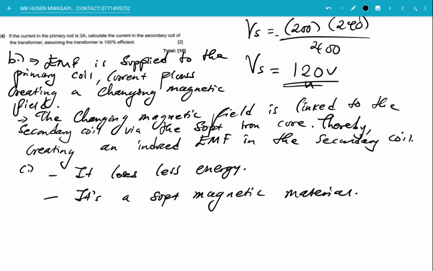Alright, so the last one says if the current in the primary core is 3 amps, calculate the current in the secondary core of the transformer, assuming that the transformer is 100% efficient. So for this work, I'll do it on the other part of the screen. But remember what we have. So in that question, what we have is as follows.